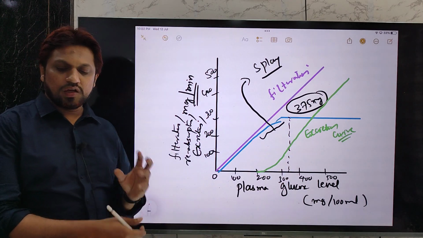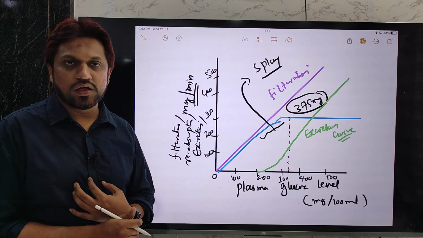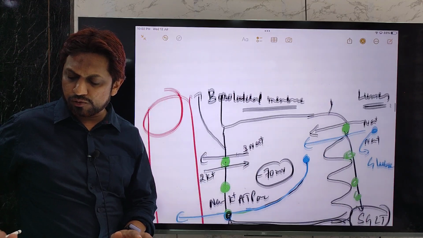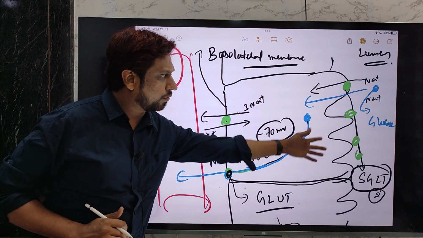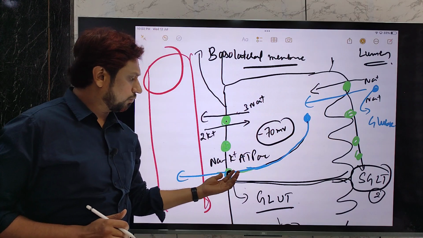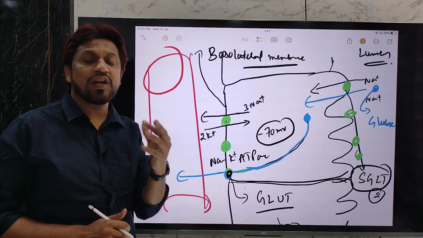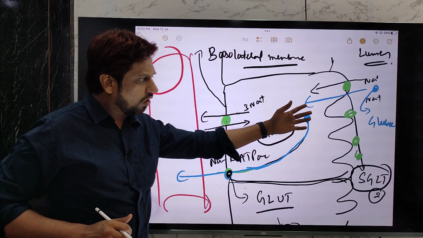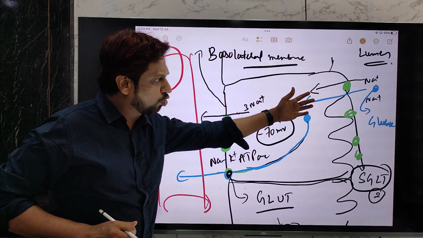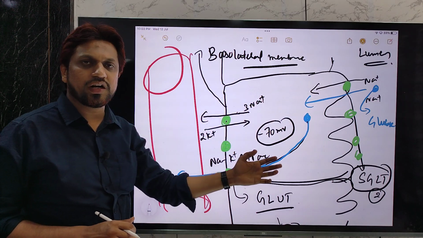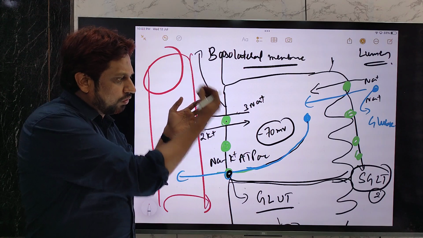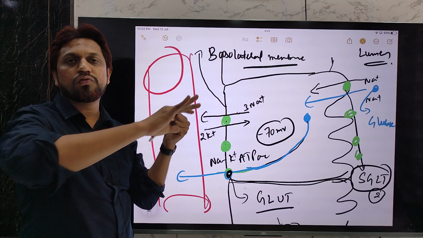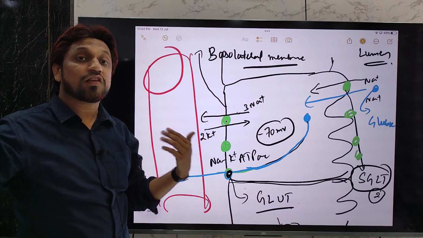The reason for the difference is that there are millions of nephrons in our kidney, and each of these nephrons will have different transport proteins. Few nephrons will have more transport proteins, like SGLT, GLUT transporters, sodium potassium pump. Few will have less. Suppose a few nephrons got saturated early, by 200 milligram only. After 200 milligram the glucose will not be reabsorbed in those nephrons, and they will start excreting the glucose in the urine, and that is the reason for the renal threshold.